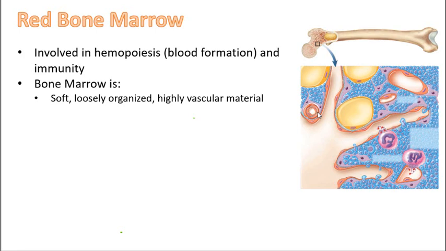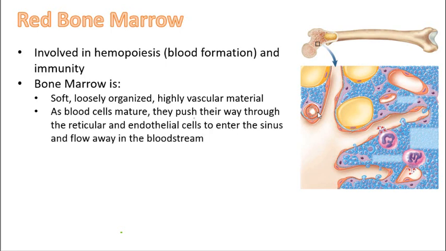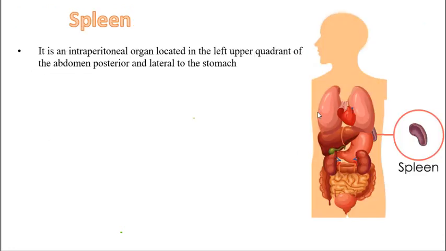So what is bone marrow? Basically it's a very soft, loosely organized, highly vascular tissue, with a lot of blood vessels. And what happens in the bone marrow? In the bone marrow, the blood cells mature. As they mature, they will push their way through the reticular and endothelial cells, and they will enter the sinus and flow away into the circulation.